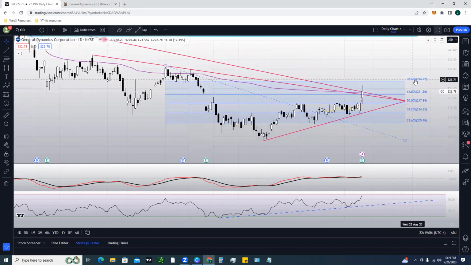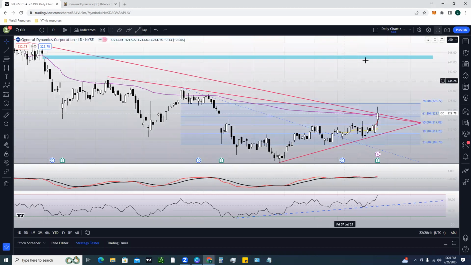All right. But we need to be cautious of the 78.6 retracement level, which is going to be 226.77. That ultimately is going to be our last major resistance level. And if we get above there, then most likely we're going back to that 233 region. All right, now on a bigger picture, I do think that we can come up here potentially to 246.79. That's going to be the gap fill.